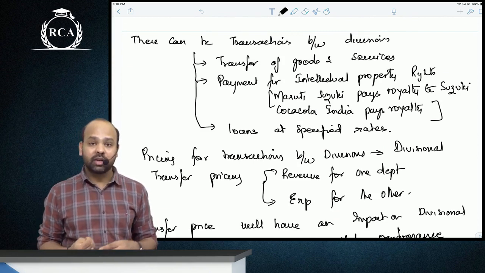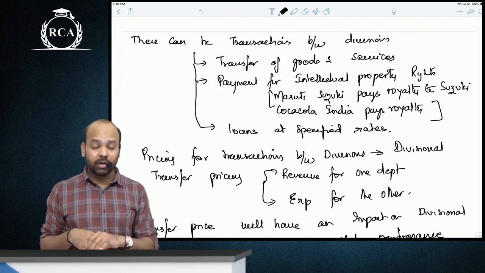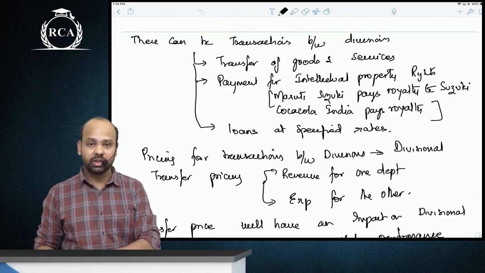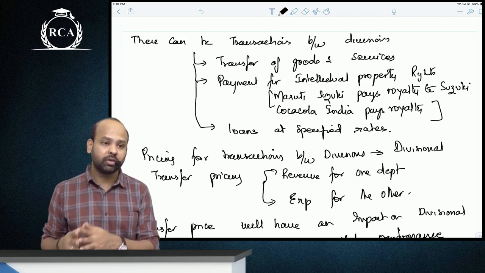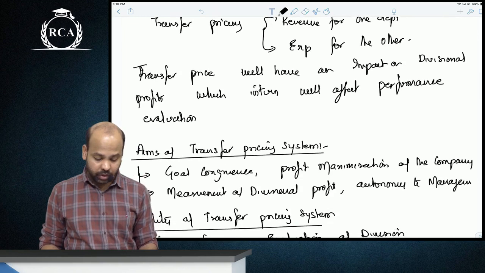The kinds of transactions that can occur between divisions, normally what we have covered in this chapter is only for goods and services. In reality, they can also be payments for royalties, and they can be loans given by one division to the other division. Yes or no? Yes, sir.